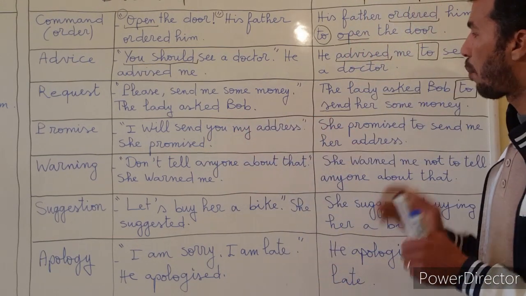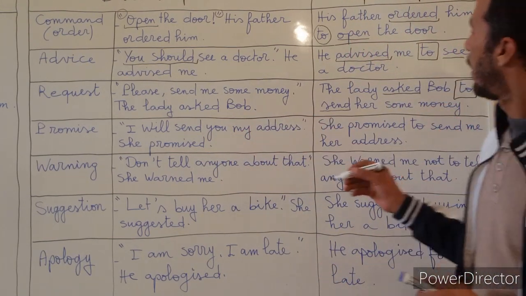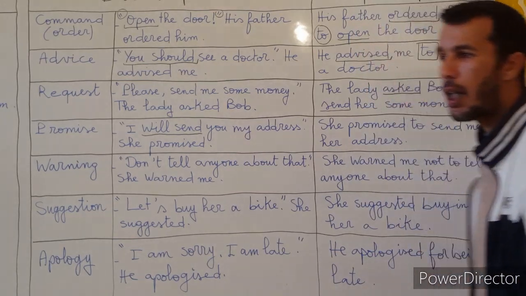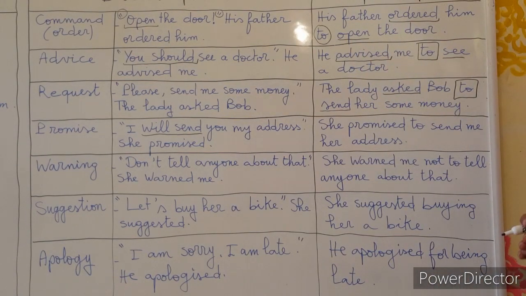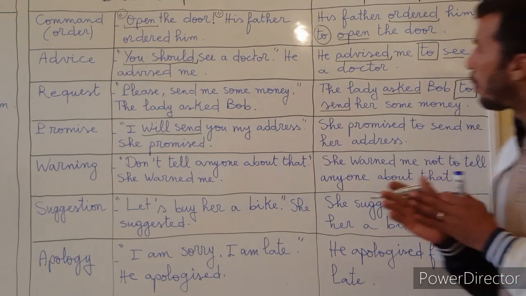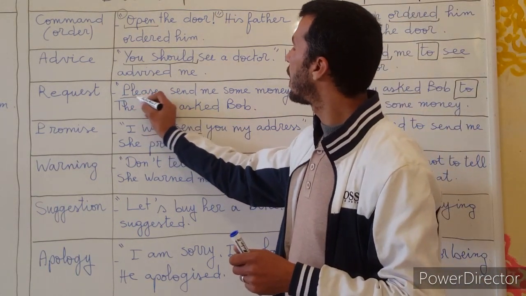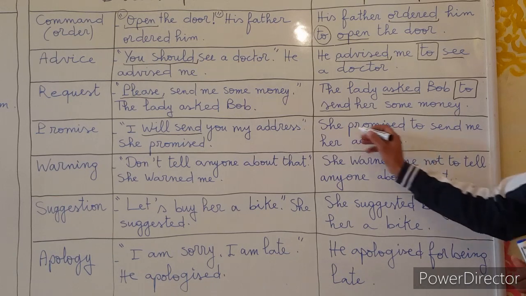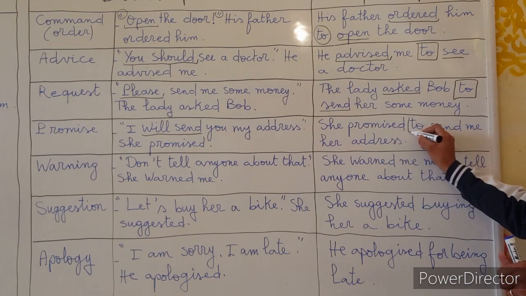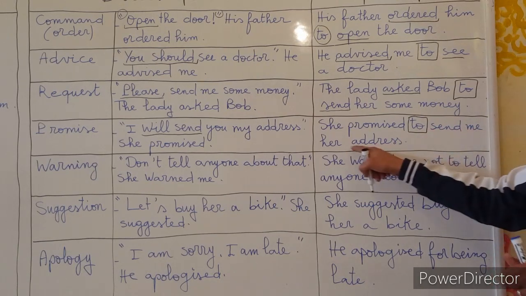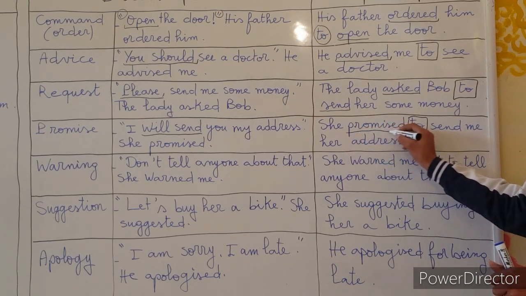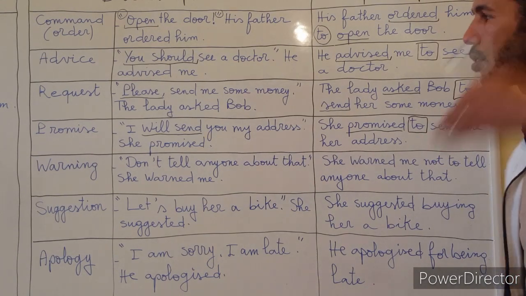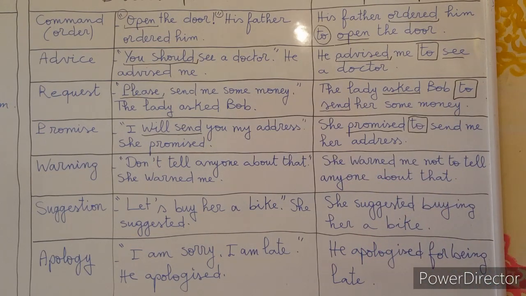"I will send you my address," she promised. What is the expression of promise here? It's "will send." I will buy you a car. I will send you a letter. I will tell him. All these are promises. Let me go back to the previous one: that one was for request. So, promise: I will send you my address. She promised to send me her address. So, whenever we have the verb promise, it must be followed by "to." And we have already seen that in infinitive and gerund: promise to do something.